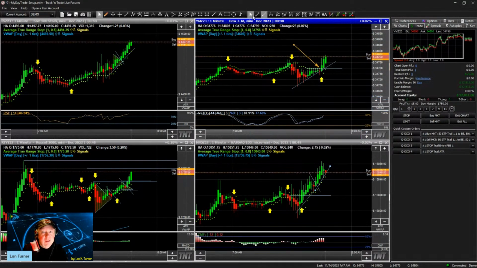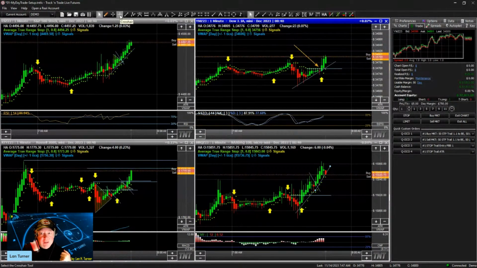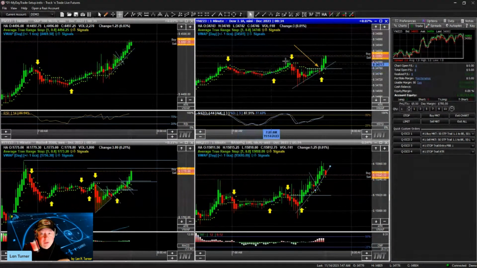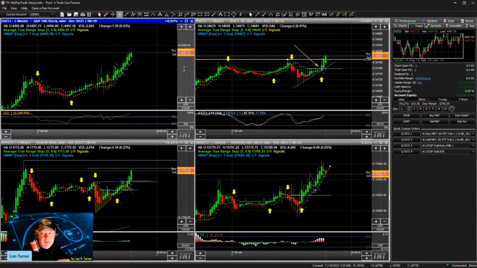I feel stupid. Could have got in late, but I didn't want to chase the market. Sometimes chasing the market's not a good idea. It'd get you in late, but this market had strength, so it went. Now that it broke above the previous high. Okay, so it really broke above that previous high.